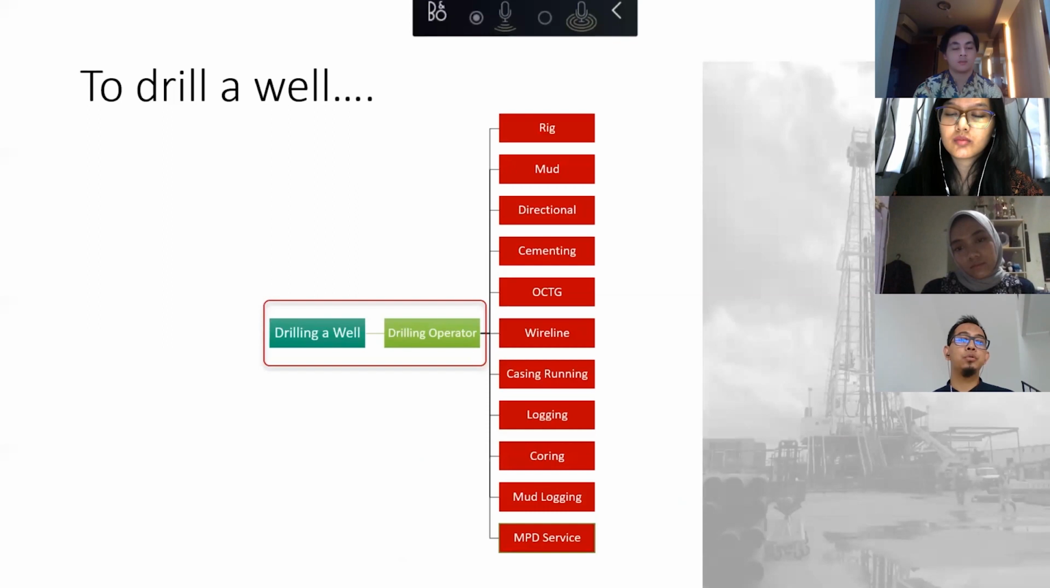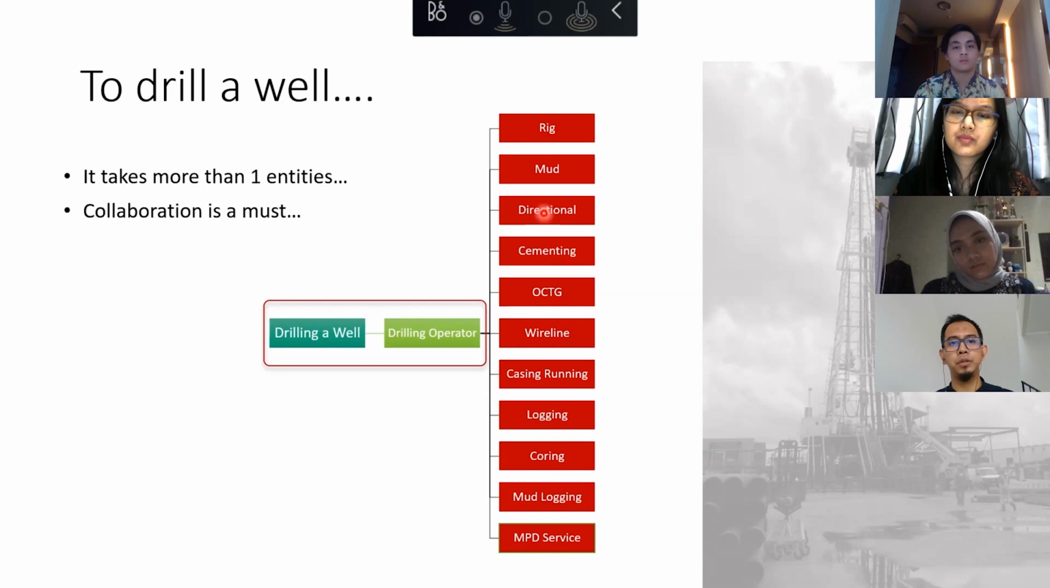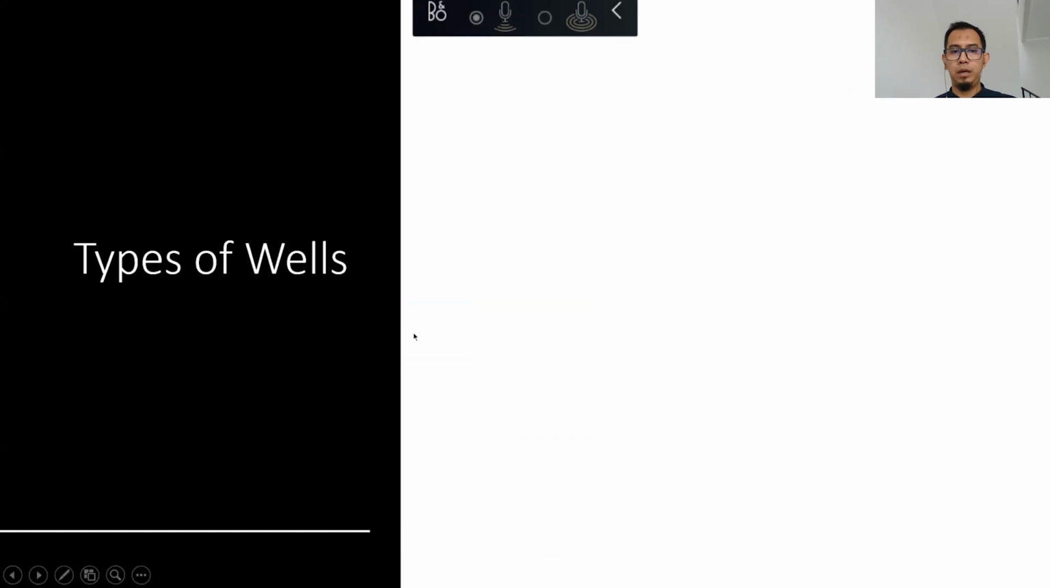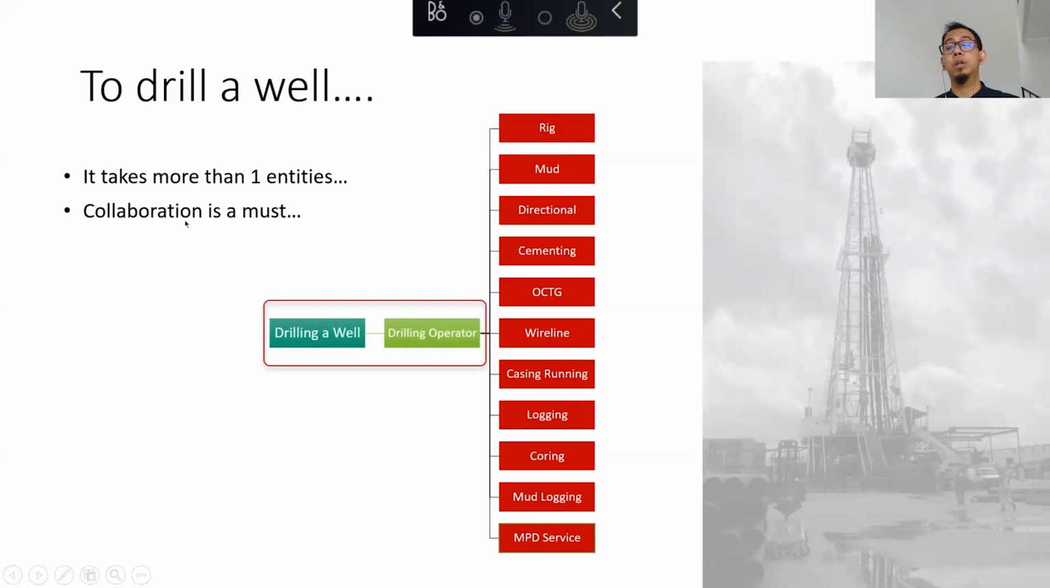To drill a well, for example in this schematic, you see that the drilling operator will be responsible for providing the rig, mud, directional drilling, cementing, casing, wireline, all of the services that they think are required, and to attain all the data correctly. However, it takes more than one entity to drill a well, so collaboration is a must and mandatory.